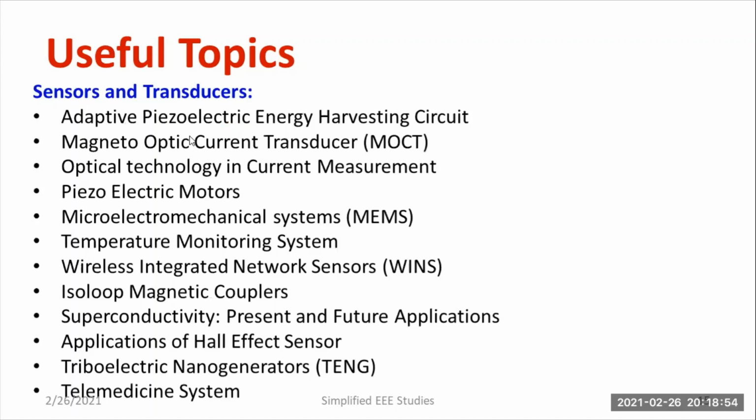Regarding the sensors and transducers, you will be getting a variety of topics like adaptive piezoelectric energy harvesting circuit, magneto-optic current transducer, optical technologies, current measurement, piezoelectric motors, MEMS technology. It's a wide area, MEMS. Then temperature monitoring system, similarly, wireless integrated network sensors, WINS, and isoloop magnetic couplers, superconductivity. So, what are superconducting materials? Application of Hall effect sensor, then triboelectric generator, TENG, triboelectric nano generators, telemedical medicine system. This is the latest biomedical application. So, these are the things which are applicable to sensors and transducers.